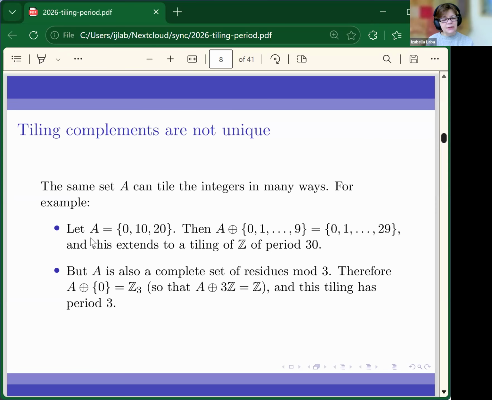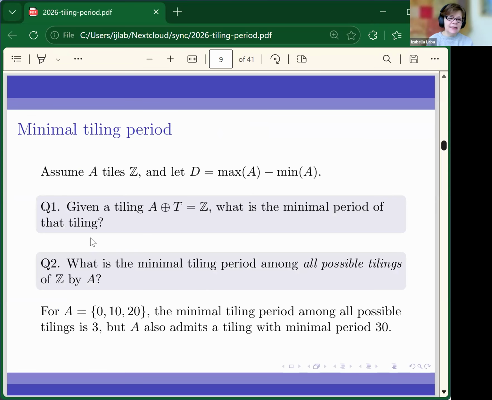So we're going to be looking for a minimal tiling period. I want to clarify that this question can be understood in two different ways. One is, given a specific tiling, A plus T is equal to Z, what is the minimal period of that particular tiling? So I'm given a tiling. I want to find the minimal period of that. The other question is, if I'm given an A that I know tiles the integers, what is the minimal tiling period among all possible tilings of the integers by that set?